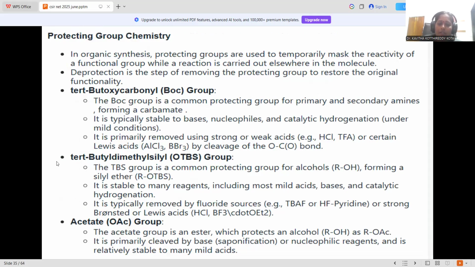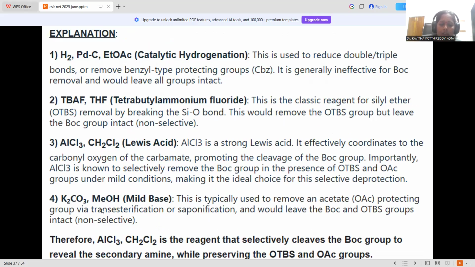Let me go with another as well. Tertiary butyl dimethylsilyl functionality, OTBS, if present, is typically removed by TBAF and HF pyridine. Such reagents, if present, will remove it from the molecule. Okay. Acetate functionality is selective for removal by potassium carbonate and methanol. Such bases are selective for the removal of OAc functionality.